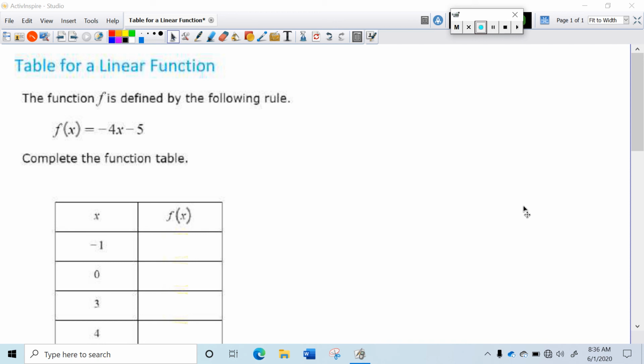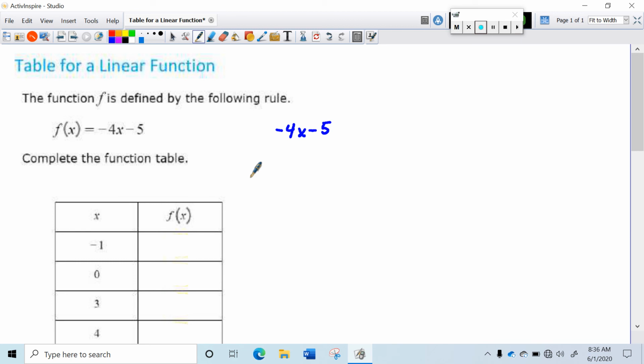Whenever you're given a linear function, which is just another way to write a linear equation, and a table, you want to plug the number that they're giving you in for x. I'm going to rewrite this off to the side: negative 4x minus 5.